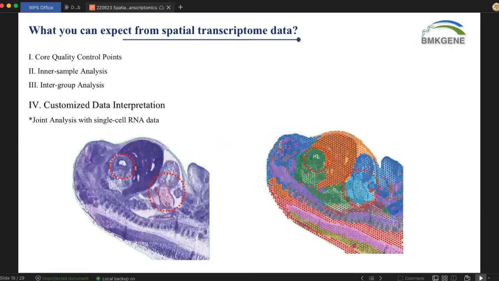And what else we can do is a more customized data interpretation. For example, because you know the tissues best and you know where the exact region of interest is, we can draw a circle on the tissue, and we want to compare, for example, this part with another part, and this can all be done in the data analyzing part.